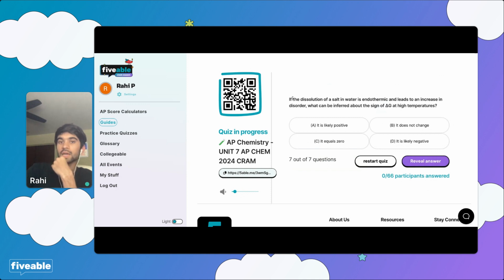Okay, last question. If the dissolution of salt in water is endothermic and leads to an increase in disorder, what can be inferred about the sign of delta G at high temperature?